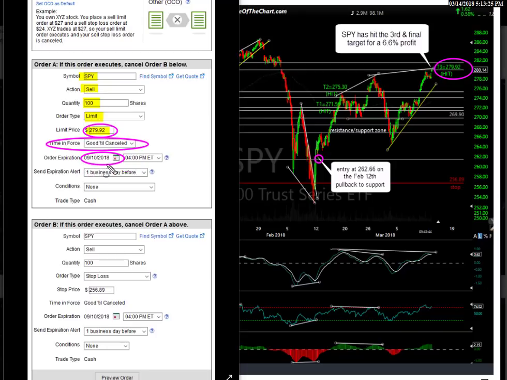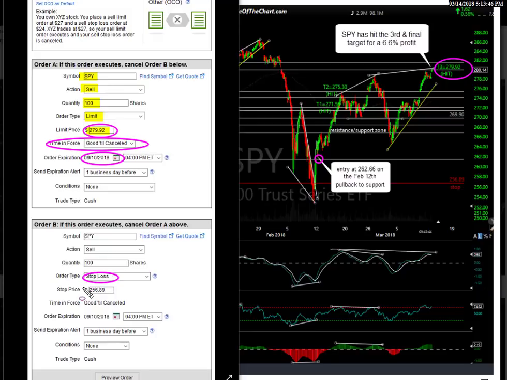Most of our trades are closed out. The majority of our swing trades are closed out in less than 3 months, usually well below that. All right, so there's your profit target order, and then the other side, order B, will be your stop loss order. Same thing: the symbol, the number of shares that you have in your position.